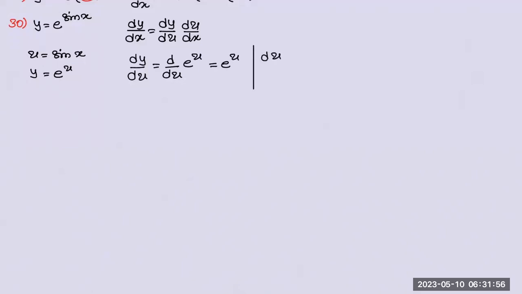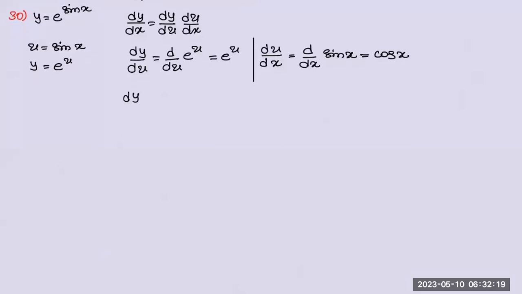Du by dx is equal to d by dx of the u value, sin x. Differentiation of sin x is cos x. So now you have to multiply those two. So dy by dx is equal to e power u multiplied with cos x. But wait a minute, u is an intermediately defined function by us. Change it. So it will be cos x multiplied with e power sin x. This is the answer.